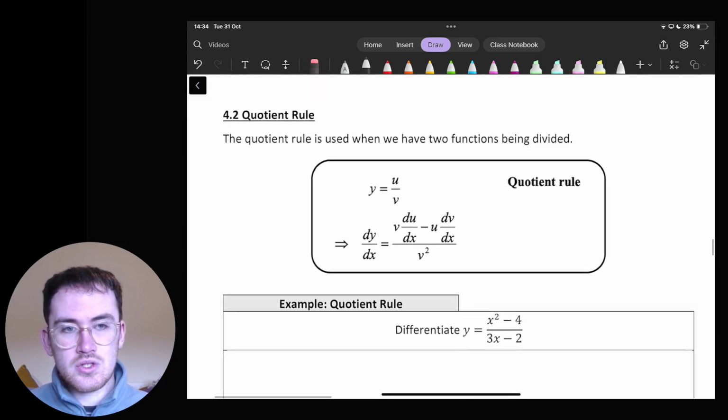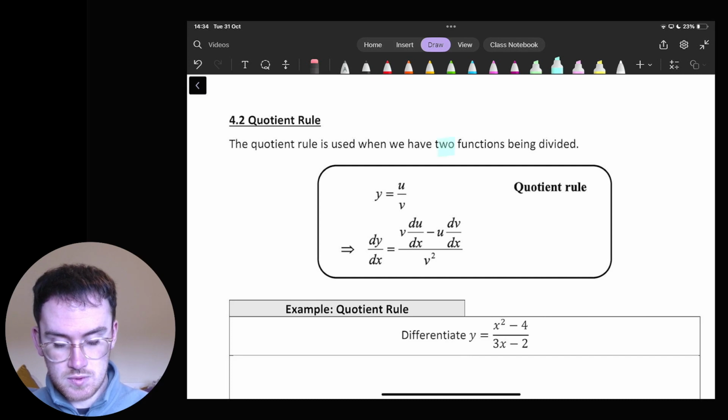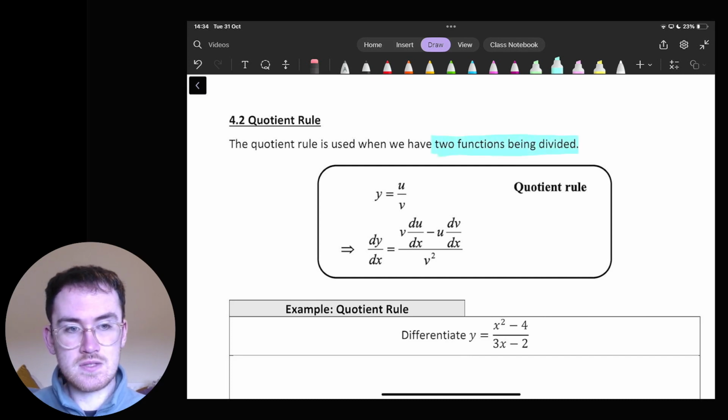We're going to look now at the quotient rule. So quotient rule, where product rule was for products, quotient rule is for quotients or divisions. So where we have them be fractions, so where we have two functions being divided.